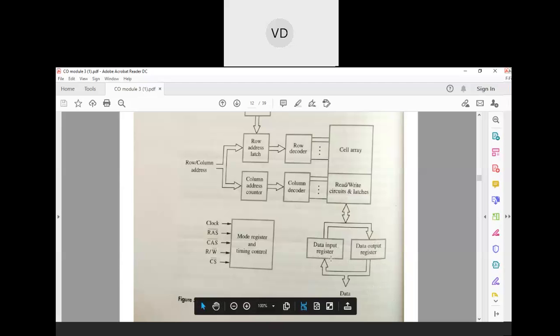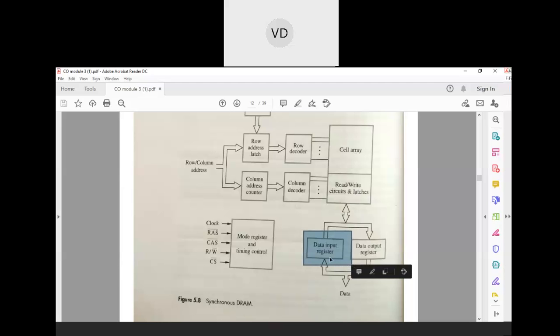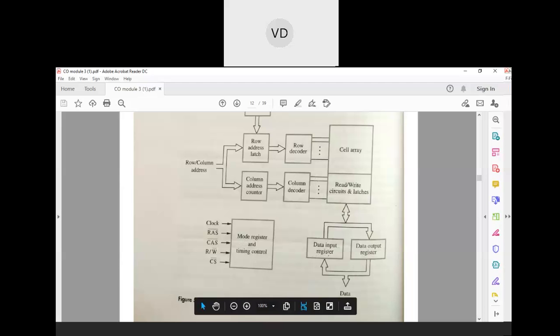What about this input register? Suppose you want to do the write operation. When you are going to do the write operation, first you have to give the data to it. Is it not? You have to give the data for writing in the memory. So at that time you first store the data into the data input register. Once the data is stored in this data input register, using the row address and the column address generated by the processor, this data will be taken, and to that particular address the data will be stored. So this is the main usefulness of this input and output register.